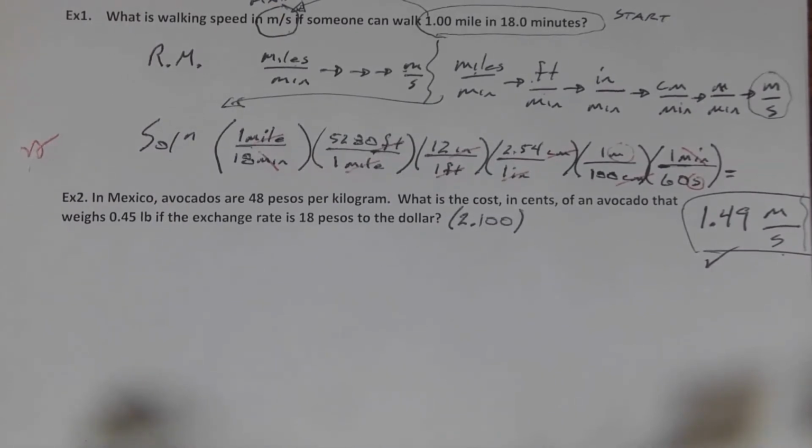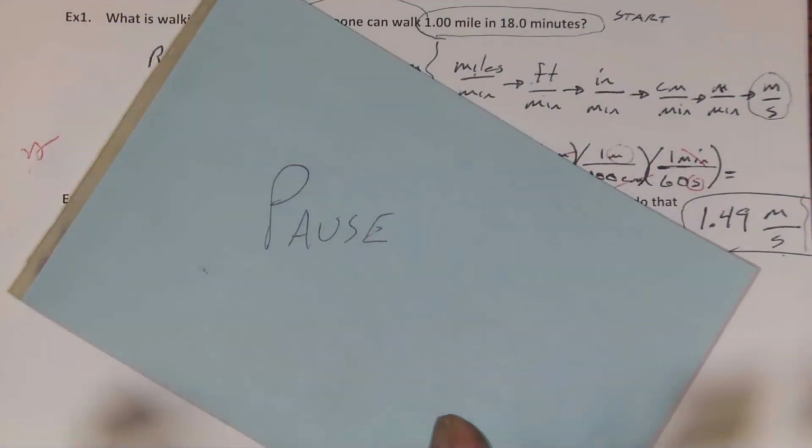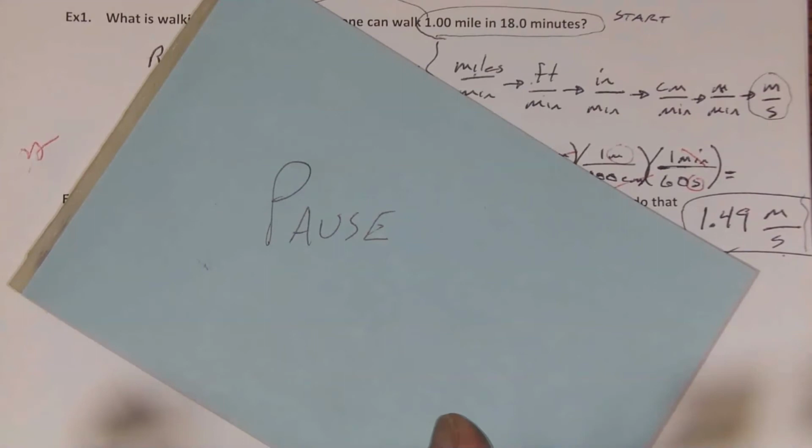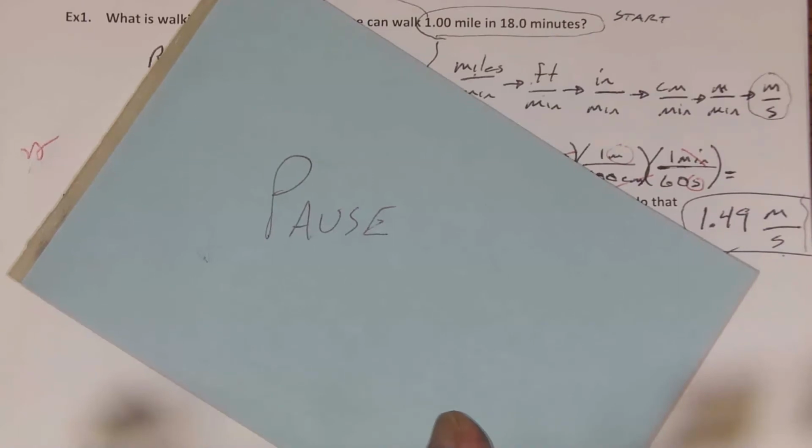Okay, so one more time, I'll put up my pause light. Pause. So if you have not yet worked that one out, do it. Create a roadmap and then a solution, and then come back and watch the rest of it and see how we do. All right, here we go.